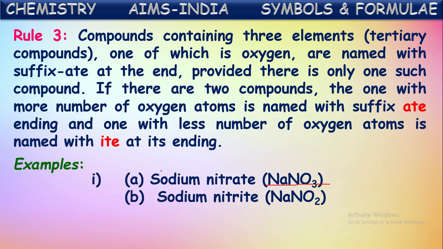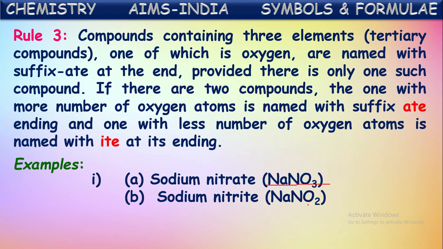First the metallic element's name is written, next the non-metallic element's name, and then "ate" is attached at the end of the second non-metal's name by eliminating some letters. They need not mention oxygen. Okay, now it became sodium nitrate. Actually, the second element's name is nitrogen. By eliminating one or two letters from the name nitrogen, "ate" is attached. Now it became nitrate. The total name becomes sodium nitrate.